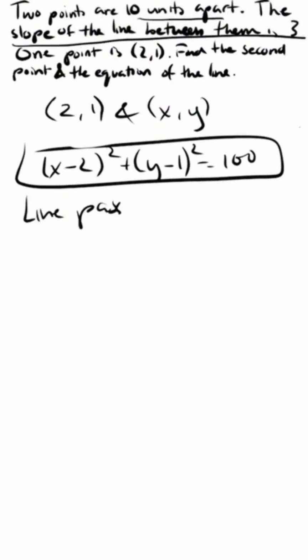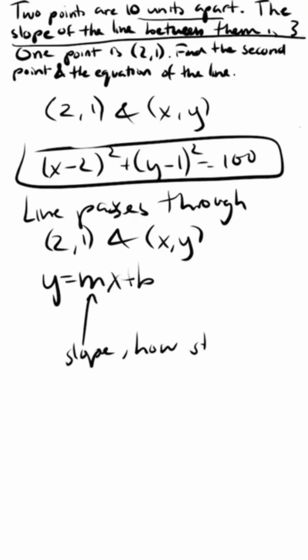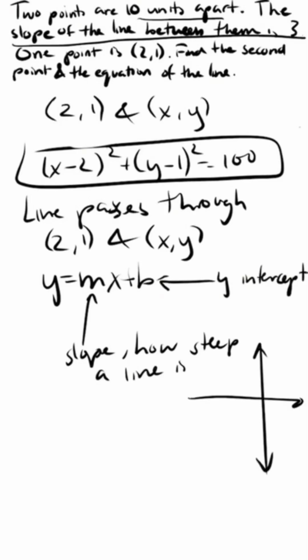Next, we know that the slope of the line between (2, 1) and (x, y) is 3. So this means that the line passes through (2, 1) and (x, y), of course. We can write the equation of a line on the coordinate grid as y equals mx plus b, where m is the slope and b is the y-intercept, which is where the line intercepts the y-axis. So x-intercepts would be where the line intersects the x-axis.